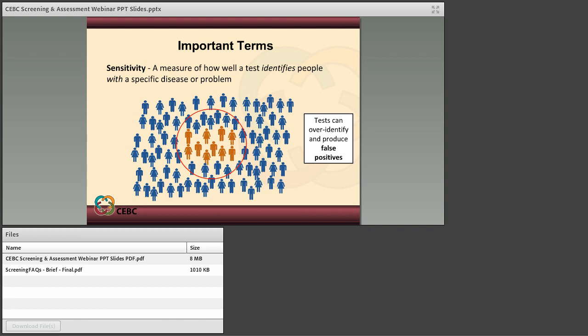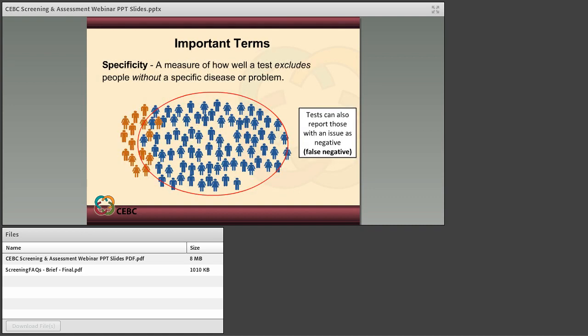But imagine this group of people on your screen is a group of new social workers being tested for TB. So the blues are negative and the oranges are positive. So sensitivity works to identify those with TB. However, it can also over-identify. So in the case of TB, some people do actually have a reaction to a TB test, but in reality, they don't actually have tuberculosis. We call those false positives.